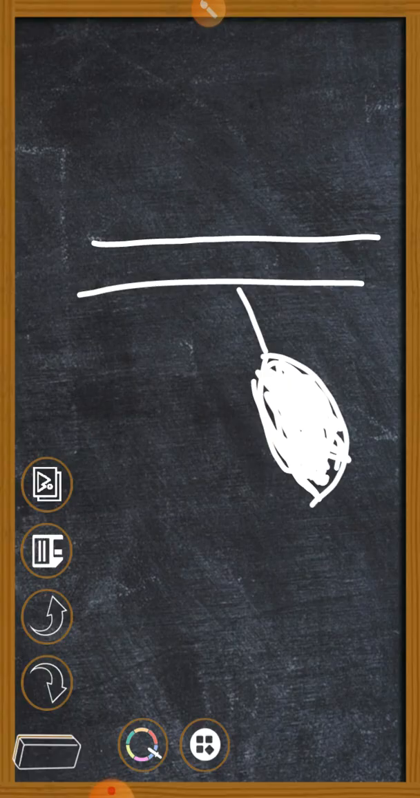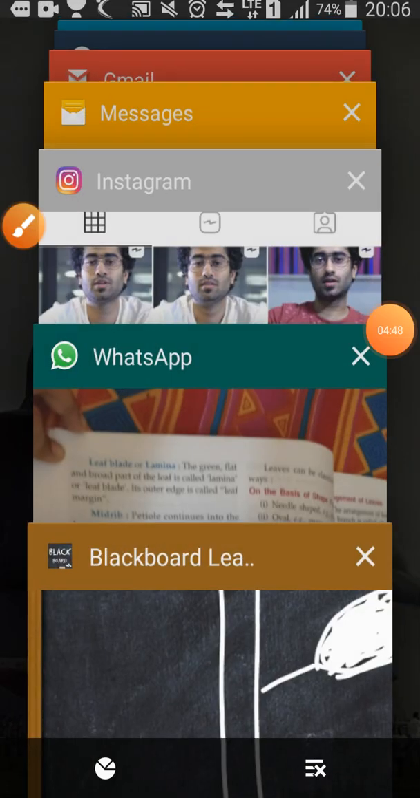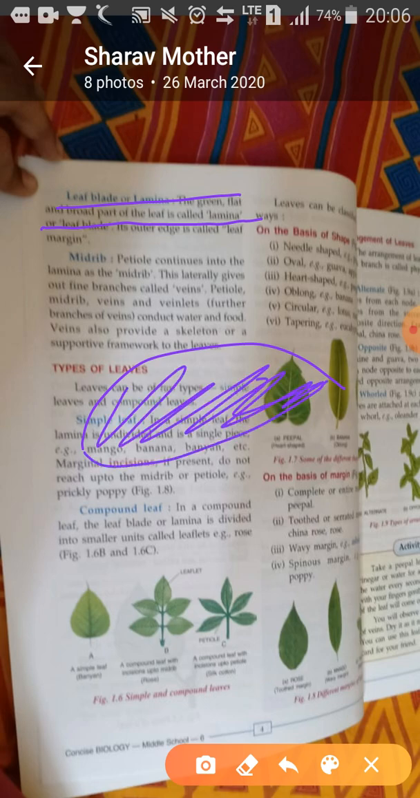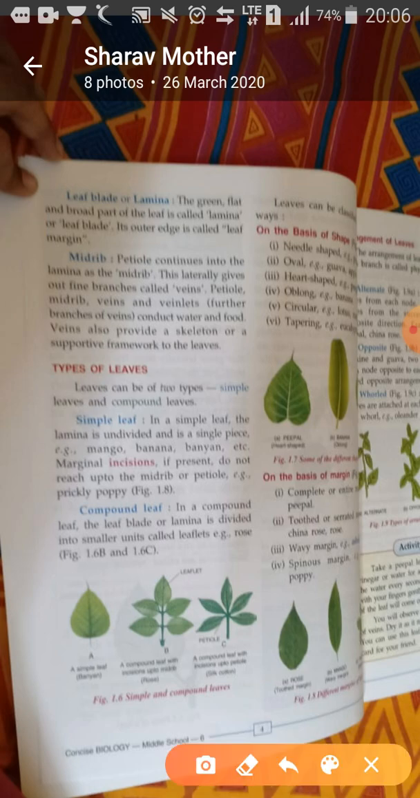Let's read the definition: the green, flat and broad part of the leaf. Normally in a leaf, this whole portion is green, this portion is flat and this portion is broad as well. Broad means chauda. So this portion is what you call leaf blade or lamina. The next portion is midrib.